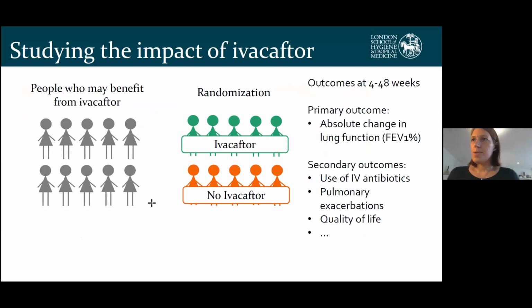So, as you can imagine, there have been quite a number of randomized controlled trials looking at this treatment, ivacaftor. These tend to have looked at outcomes over a different range of follow-up times, from 4 to 48 weeks. The primary outcome has been the absolute change in people's lung function, which is the major problem that people with CF have, poor lung function. That's measured using FEV1% predicted, and a number of secondary outcomes have also been looked at.